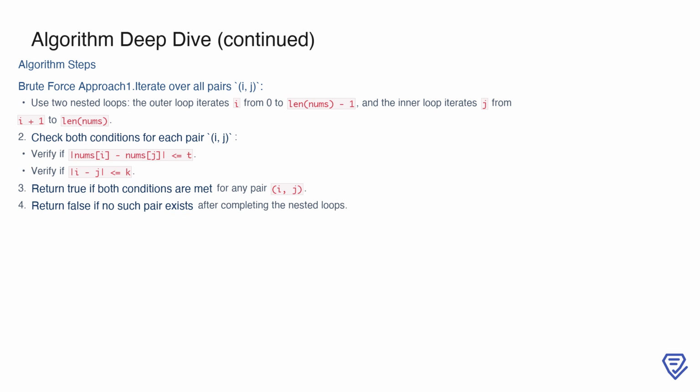The outer loop moves through each index i from the start of the array, and the inner loop examines every subsequent index j after i. For each pair, i and j, we check if both required conditions are satisfied: whether the absolute difference between the values at these indices is less than or equal to t, and whether the indices themselves are close enough, within a distance of k. If we find any pair that meets these criteria, we return true. If no such pair is found after examining all possibilities, we return false. While this approach is straightforward, it becomes inefficient for large arrays because it requires examining every possible pair, leading to a time complexity of O(n squared).